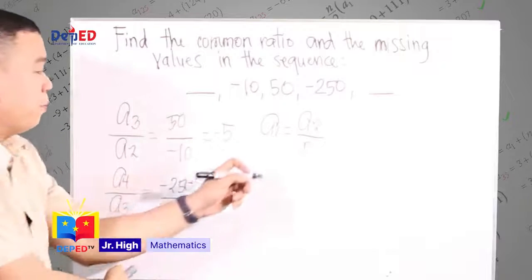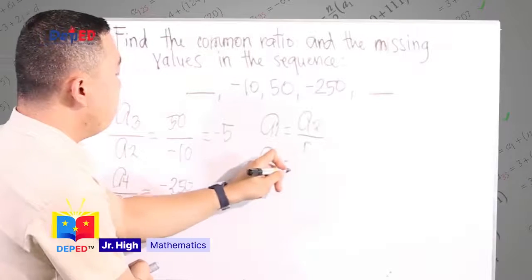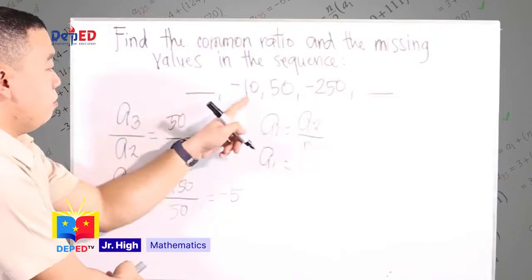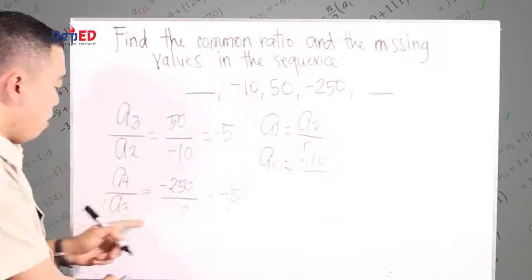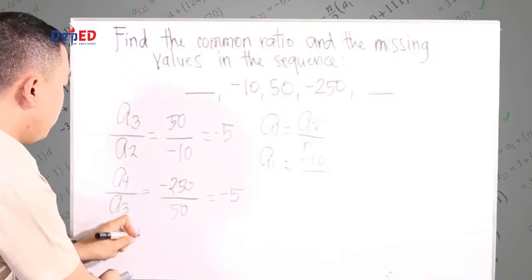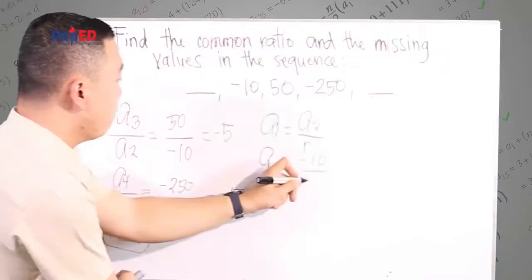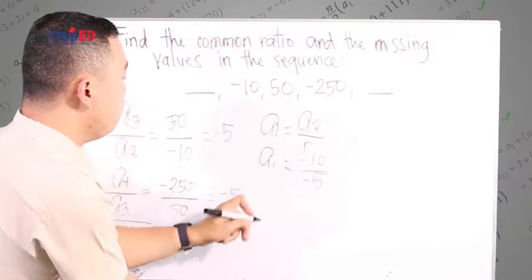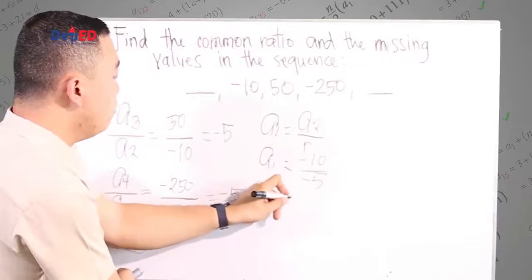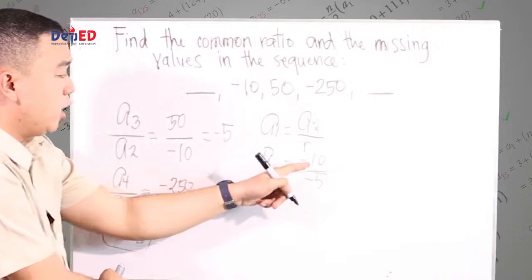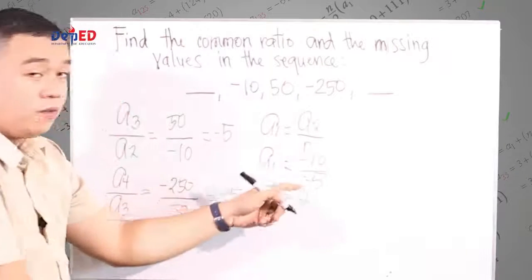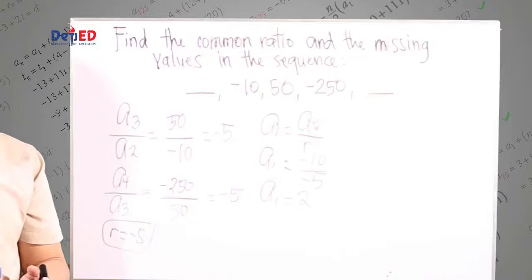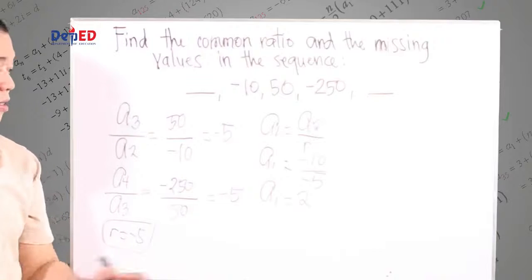A sub 2 is equal to -10 divided by the common ratio, which is -5. Our a sub 1 now is equal to negative 10 divided by negative 5, that is positive 2. Positive since we are dividing numbers with like signs.